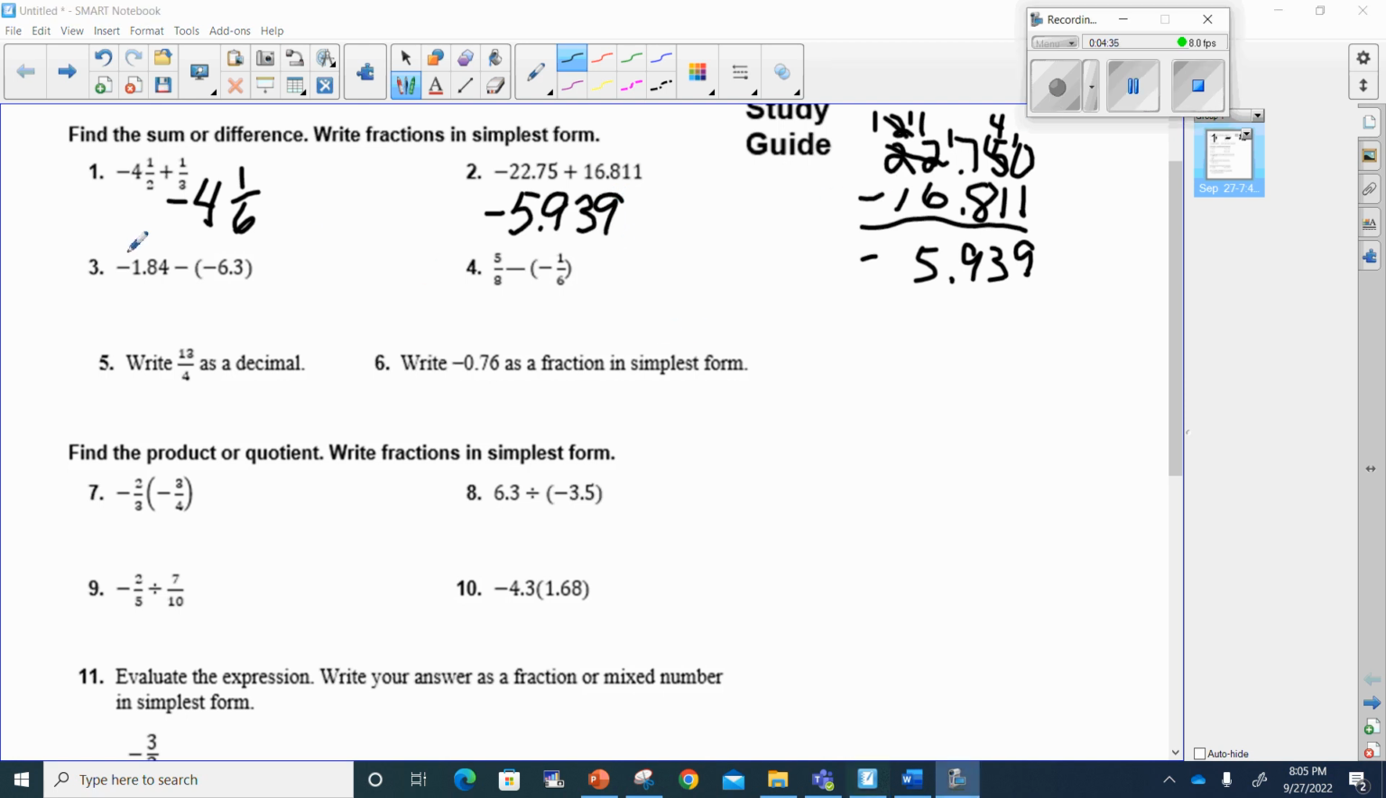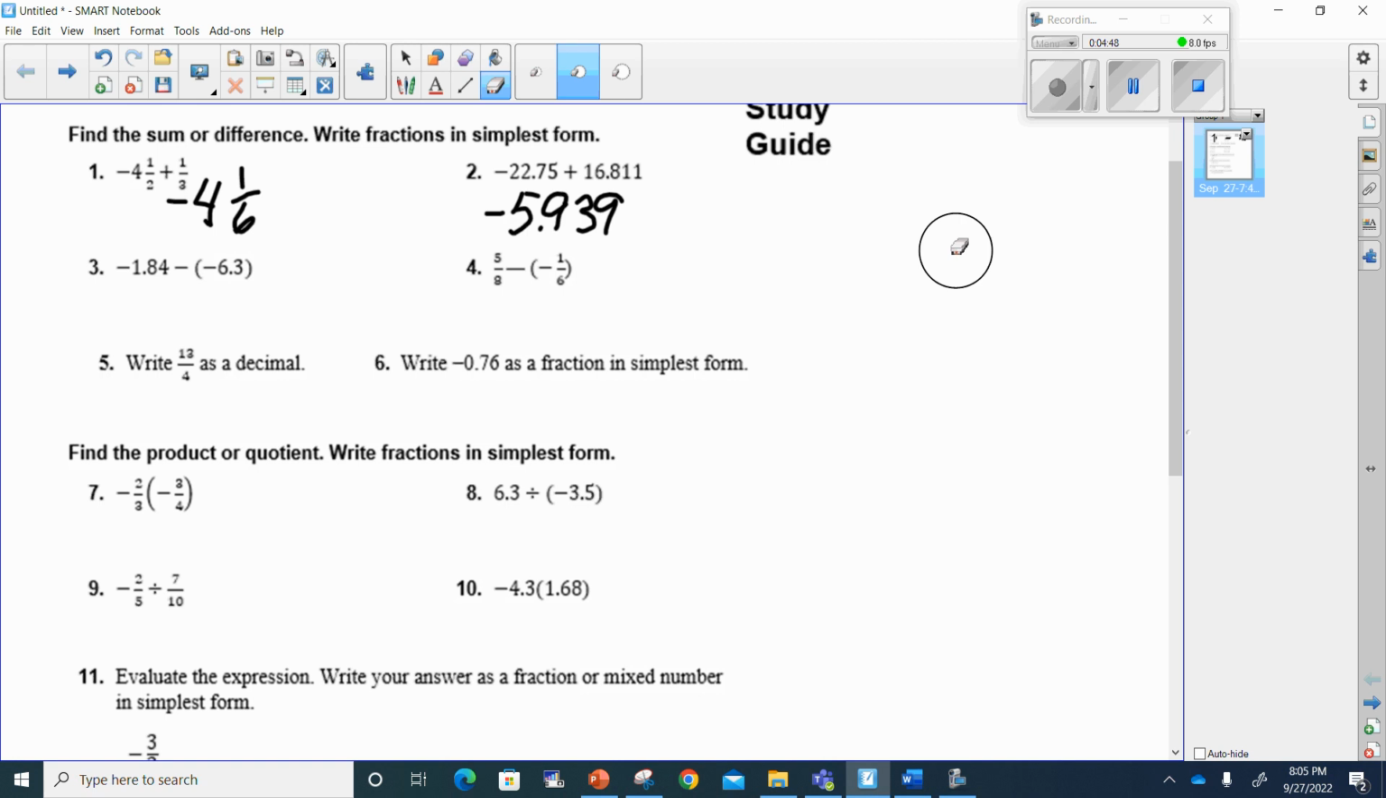All right, next I've got number 3, and it says negative 1.85 minus negative 6.3. The thing to remember about this is when we have parentheses, we are multiplying whatever's outside of it to whatever's inside of it. So this negative is really a negative 1, and a negative times a negative is a positive. Sorry.